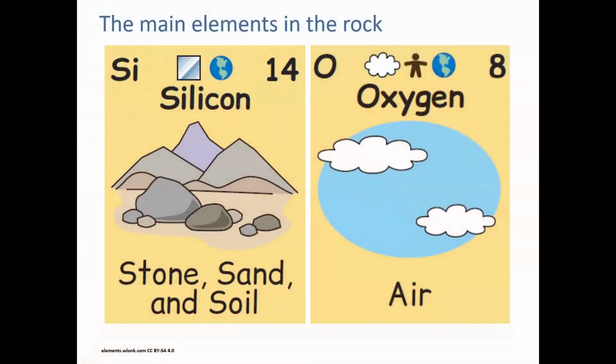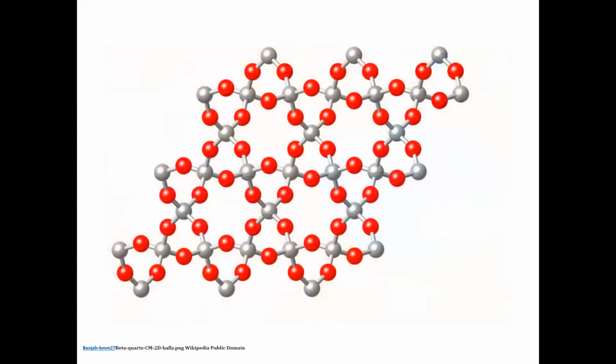The elements in sandstone are silicon and oxygen, which make silica or silicon dioxide. The sandstone here is red because there's some iron compounds in there. Rust is red, and that's iron oxide. That's the crystal structure of quartz or silicon dioxide, the stuff of which sand and glass is made.